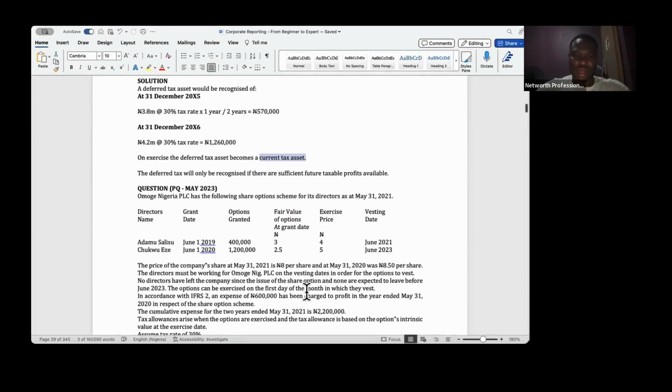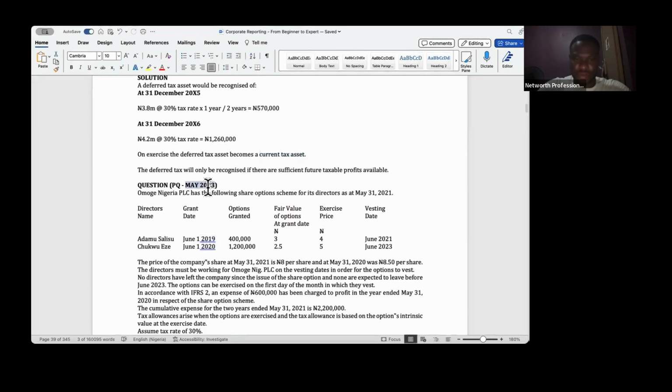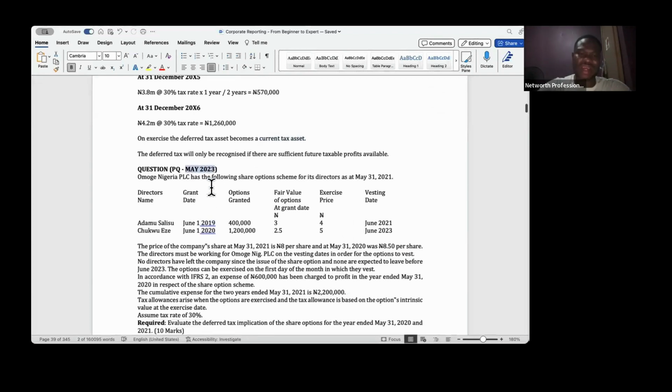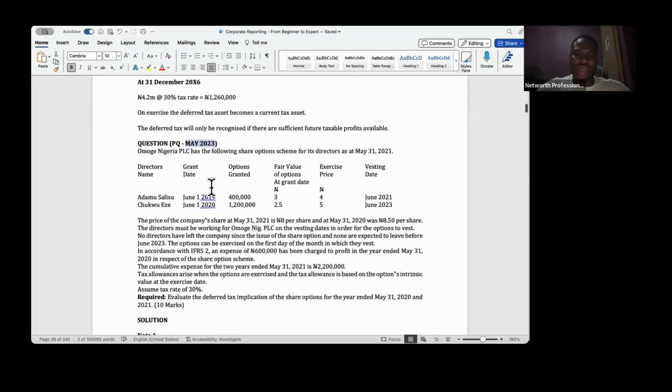So the last two diets, that was May 2023. May 2023, ICAN asked this question. And again, whatever they have given you, they gave you a lot of work, a lot of information. Like this cumulative expense for 2 years now is trying to tell you about the carrying amount, what the accountant has put in his own books. So if you go and use that as carrying amount, you'll be wrong, because carrying amount of equity is always zero for income tax under IAS 12.